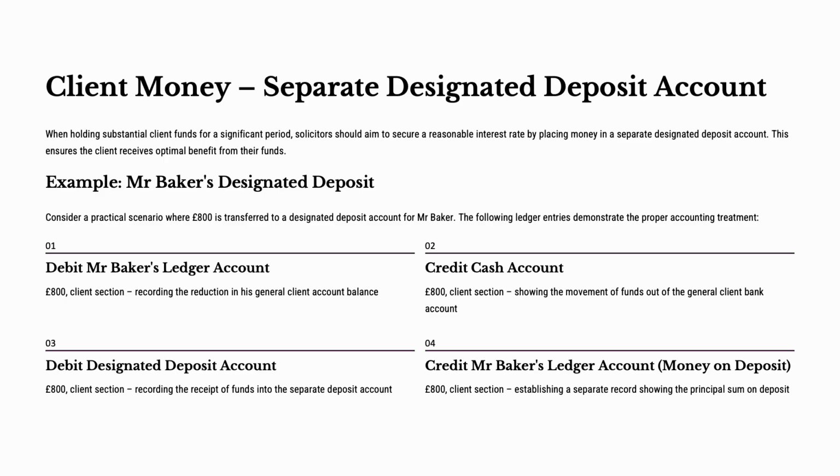These entries show that £800 has moved out of the general client account into a specific designated deposit account for Mr. Baker. This creates a clear audit trail for the SRA and for the client as well, showing where money moved from and where it has landed, with specific entries.